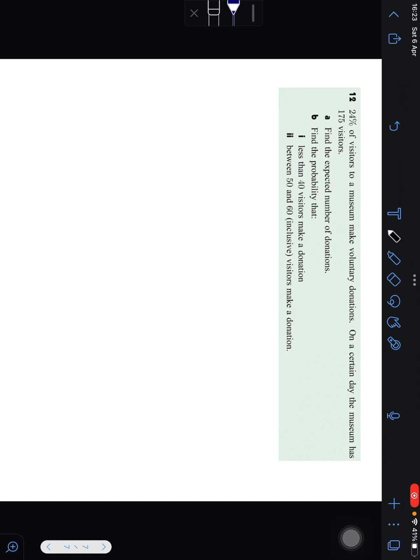So 24% of visitors to the museum make voluntary donations. That sounds quite high. On a certain day, the museum has 175 visitors. Find the expected number of donations. So 175 times 0.24. You can straight away tell I'm just doing np, which is my mean or my expected value.